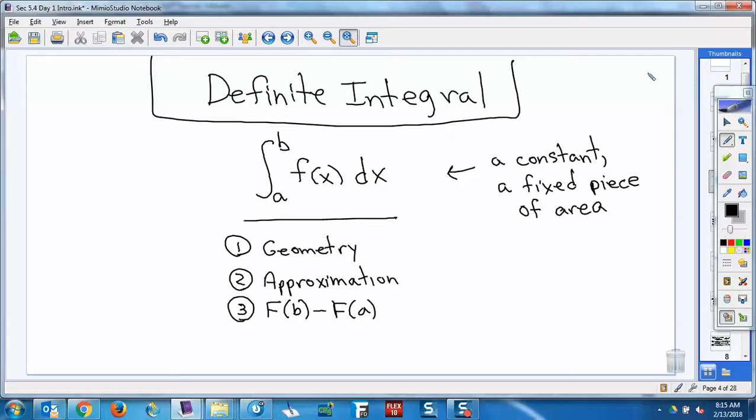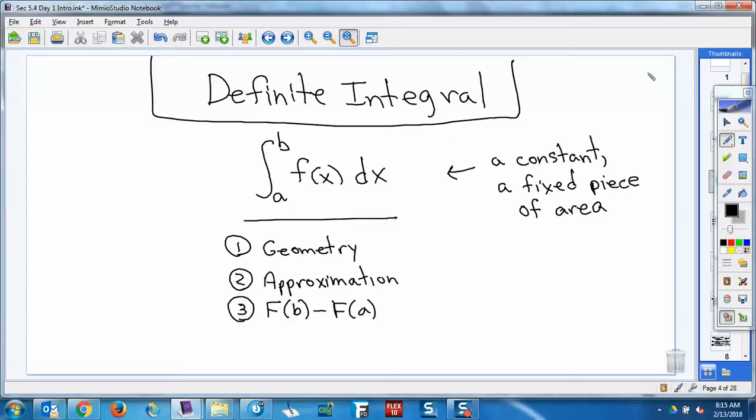Now, what I've written down here are the ways that we have and will have of finding that piece of area. If we have a function and we want to do the area under it, we have 3 ways we can do that. One is just geometry, and that's the first thing we did at the beginning of this section. So you'll probably have some of that tomorrow.